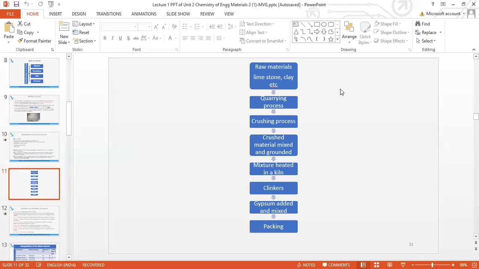Now this is the flow chart for making Portland cement. All raw materials, that is calcareous, argillaceous, iron oxide, etc., everything, limestone, clay, chalk, etc., are taken in powder form. Now the next step is quarrying.